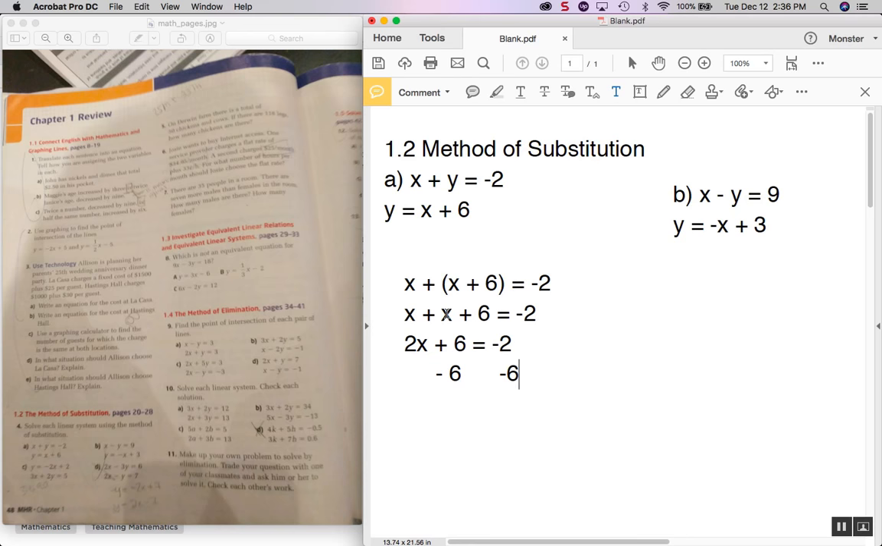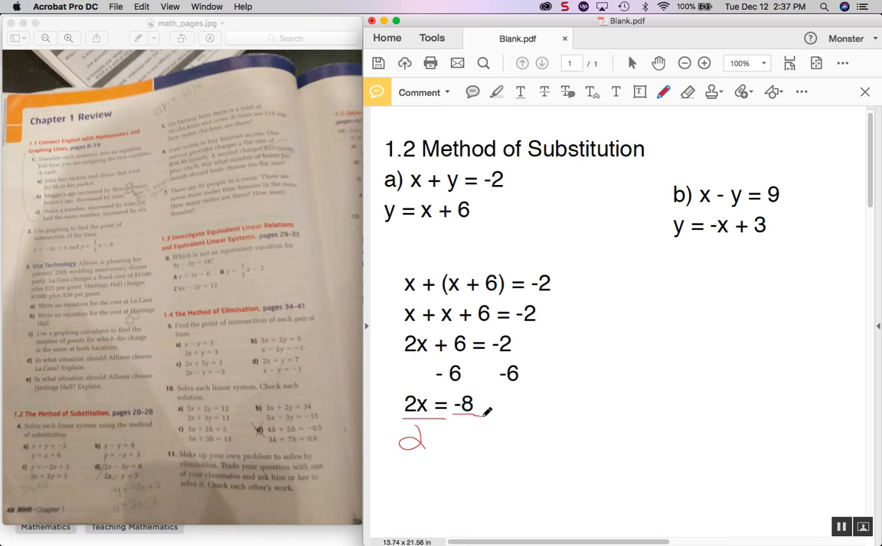If you do it to one side, you do it to the other side, because we want to get this 2x all by itself. And that's what will happen, because 6 minus 6 ends up being 0. So all you've got on the left will be 2x, and that's going to equal -2 minus 6, which ends up being -8. Now we're still trying to get this x by itself, so we're just going to divide the left by 2.